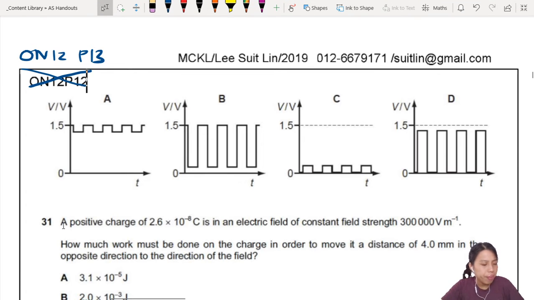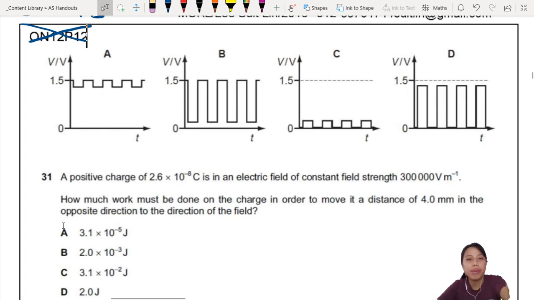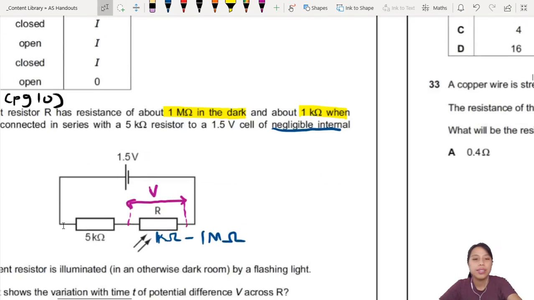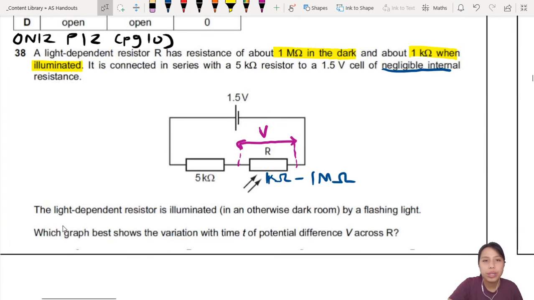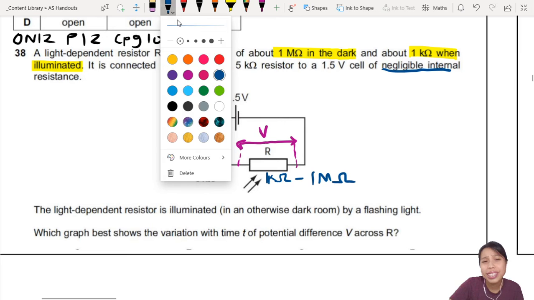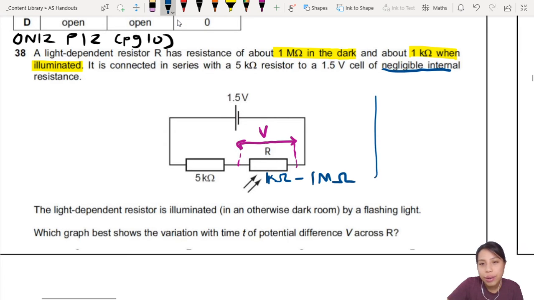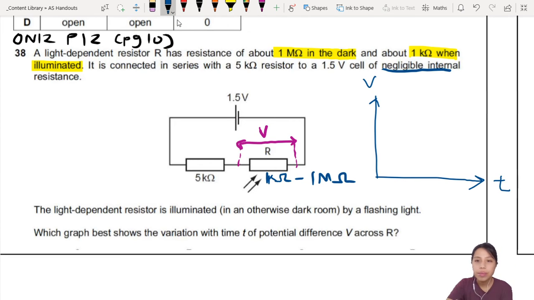Okay, so let's go back to the circuit. Just try to remember how the graphs look like. If you can find the past year paper on the browser, good, then you can see also. Okay, let's see. How will the graph look like? Let's try to draw it out here on this page because we can see the thing here. So we have a couple of choices now. V against t, 1.5.